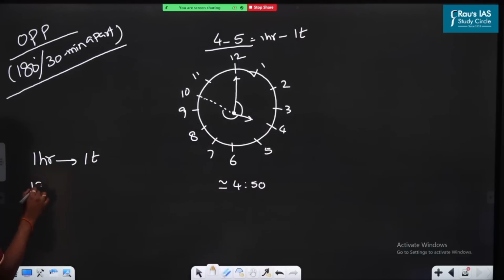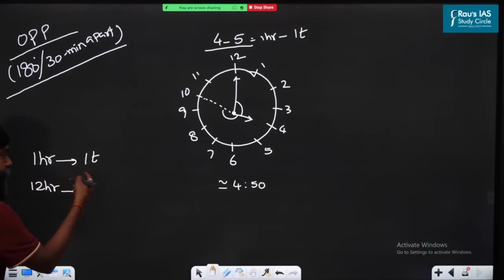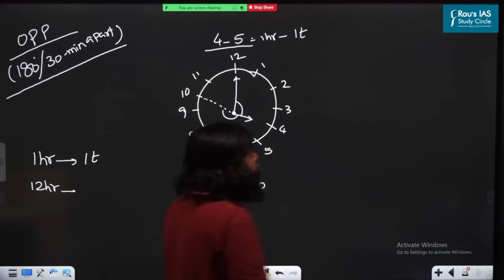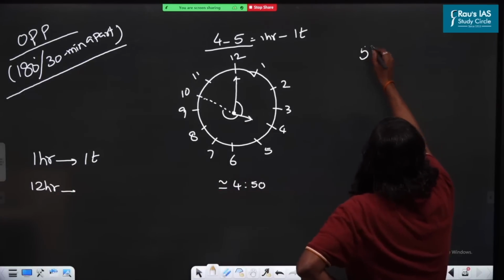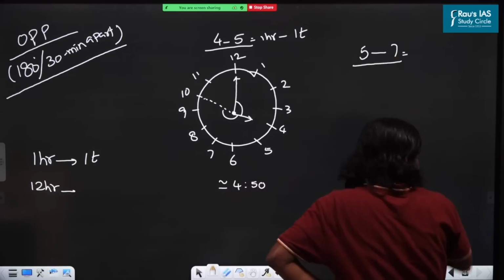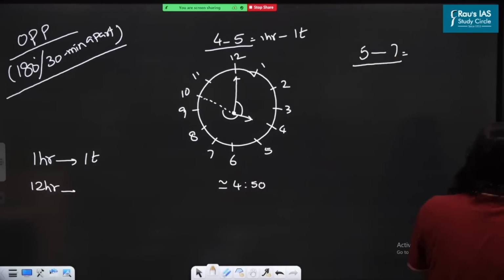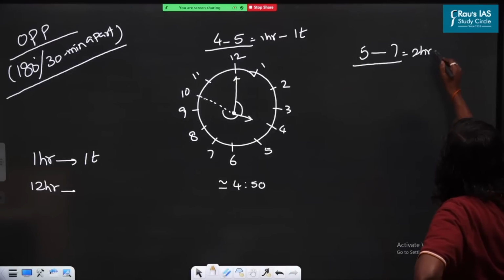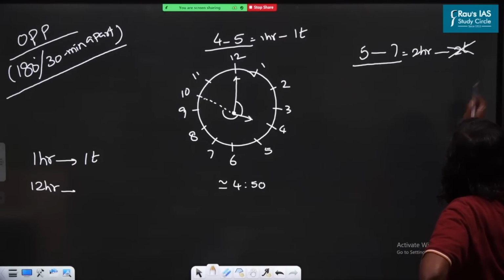Every 12 hours, how many time? 1 hour, 1 time. 12 hours, how many time we are expecting? 12 times, but not 12 times. Why? Listen carefully. So how many hour? 1 hour, 1 time, 2 hour, how many time? 2 times we are expecting, but not 2 times.